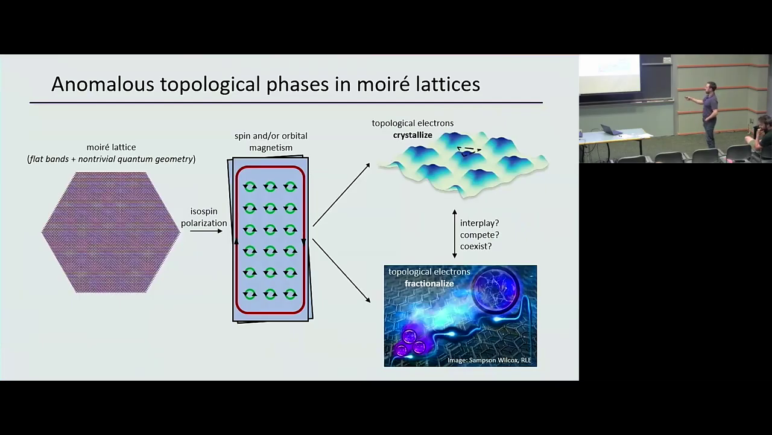And then on top of this, interactions can further, say, crystallize the electrons, form charge density waves, or they can preserve all of the remaining symmetries of the system and instead fractionalize the electrons, which, as we know by now, can lead to the observation of the fractional quantum anomalous Hall effect. And I think an interesting question now is how these two different types of topological orders can interplay with one another. Do they strictly compete? Or are there scenarios where they can coexist? And just generally, I think these are open questions in the field.